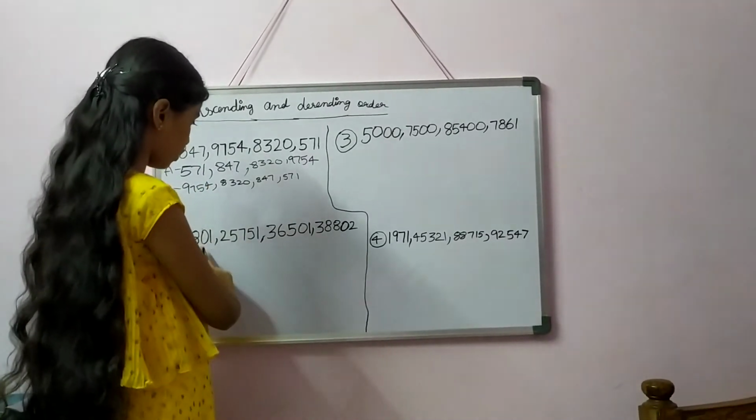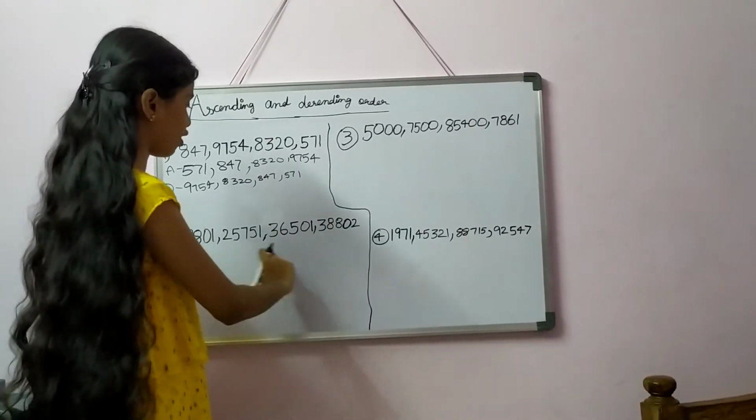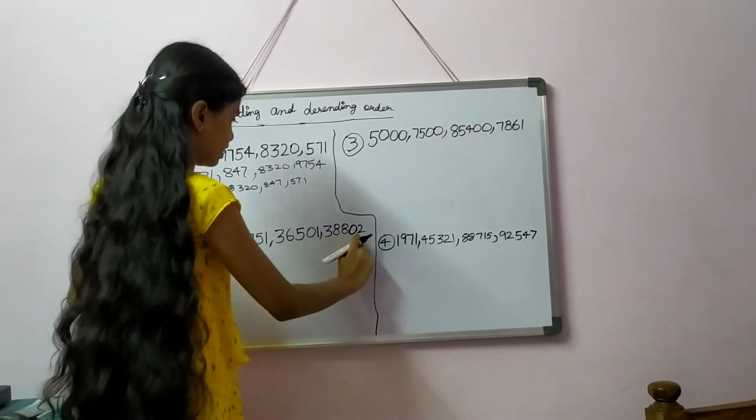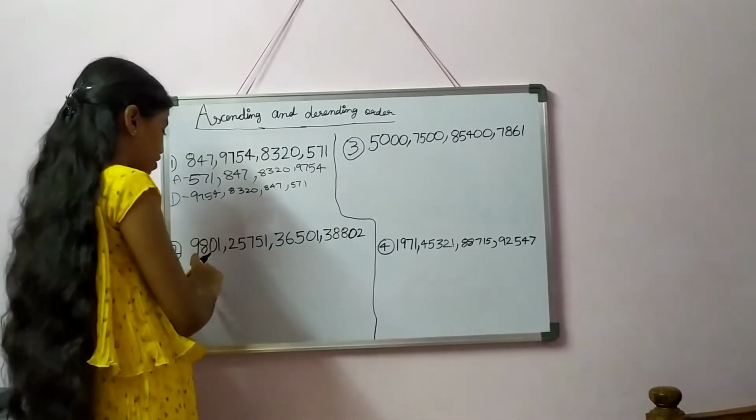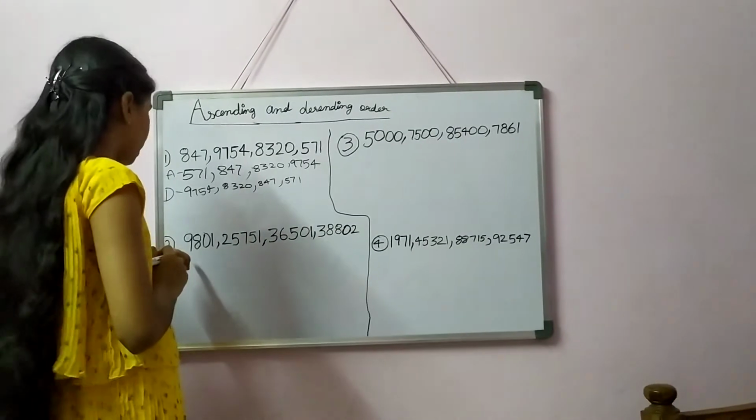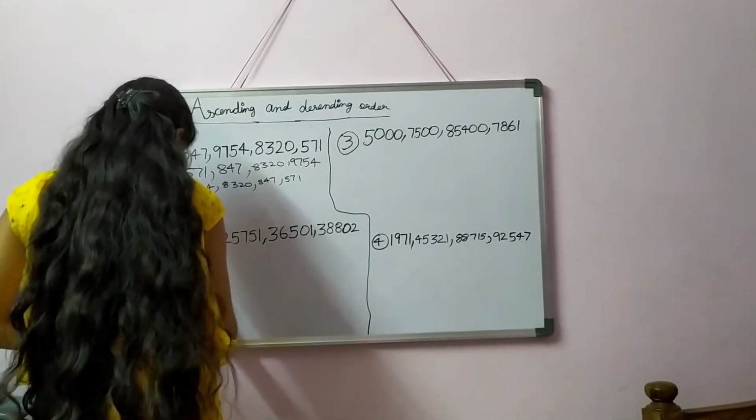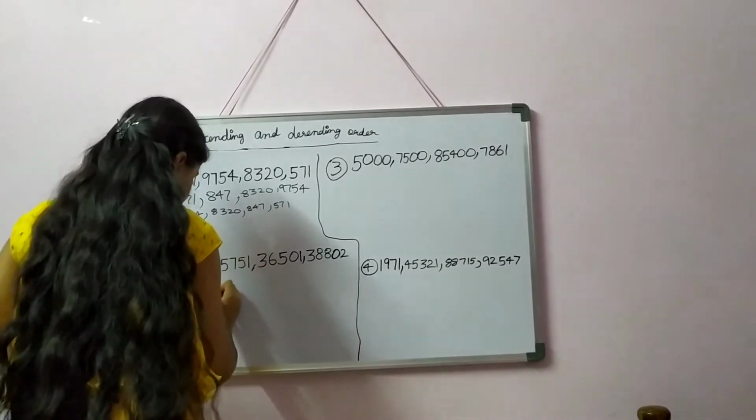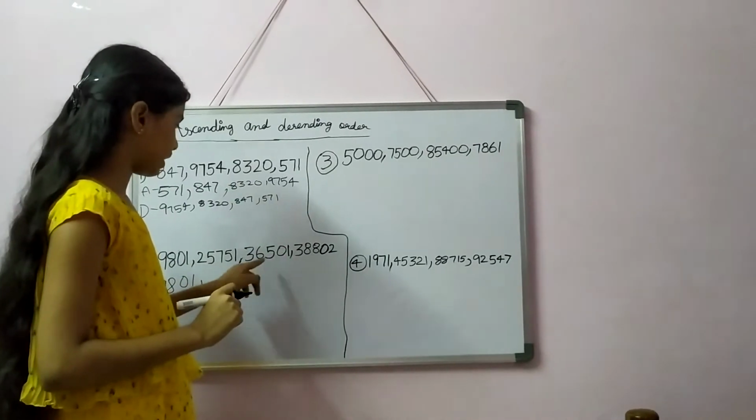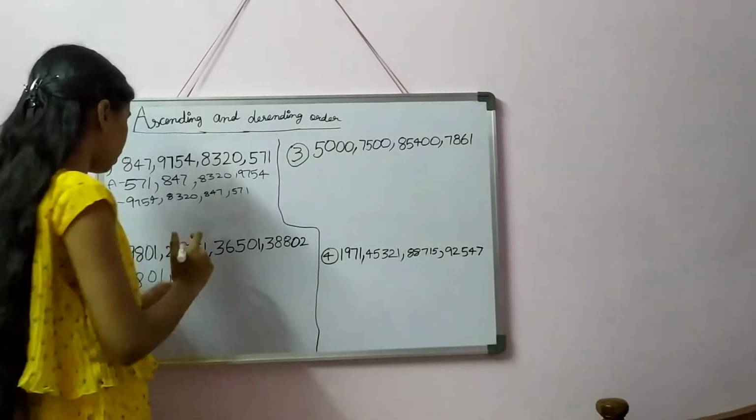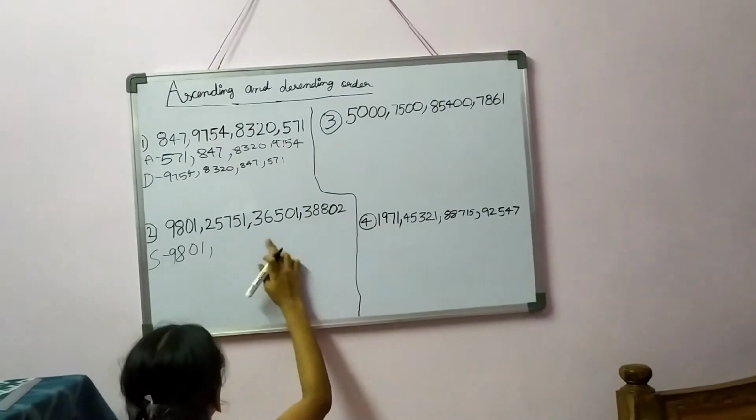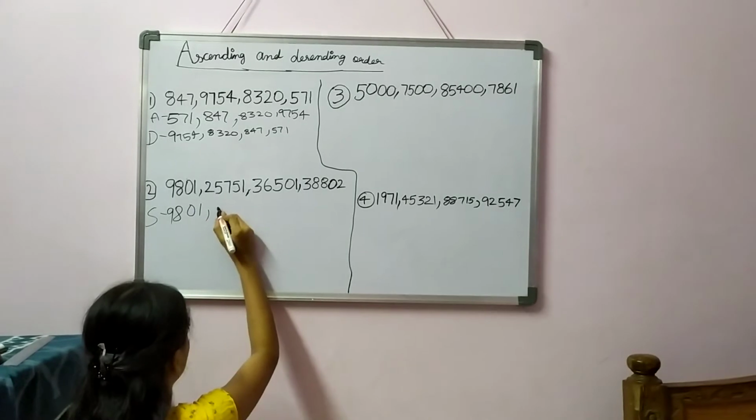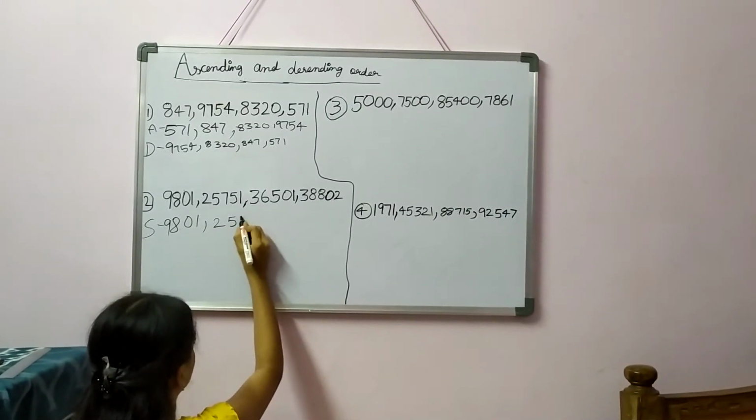First is only this one, because when you see all the digits of the other three numbers, they are all five digits. When you come here, you can see only four digits. So this one is the smallest number. Next, let us go to another number. Again 3, 3 and 2. What is the smallest number of all of these? 2. So the number is again this number.